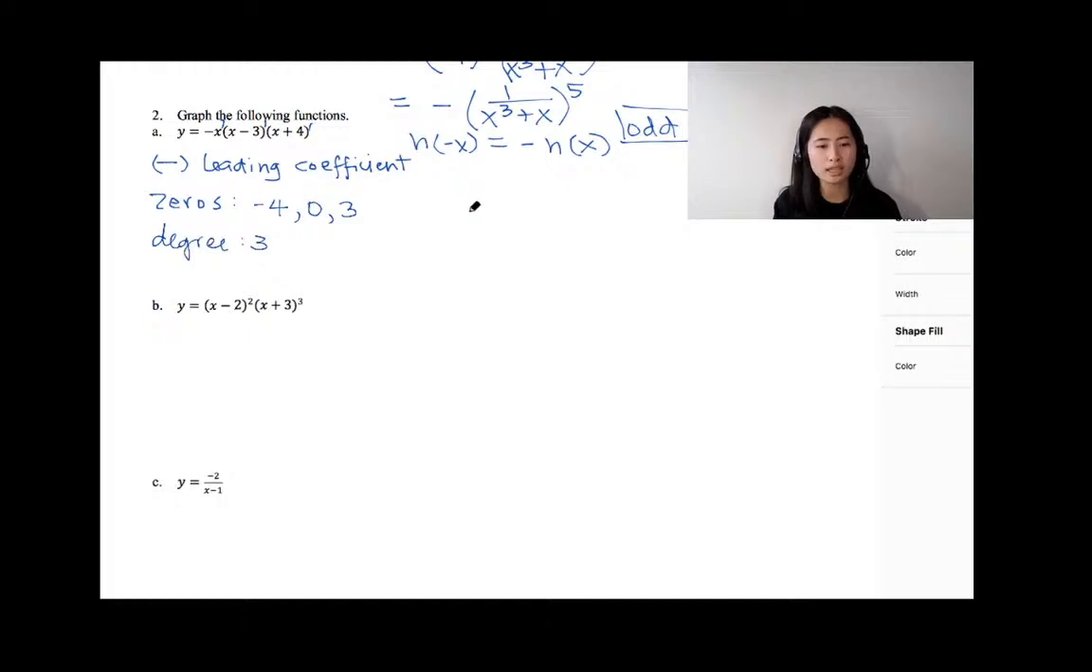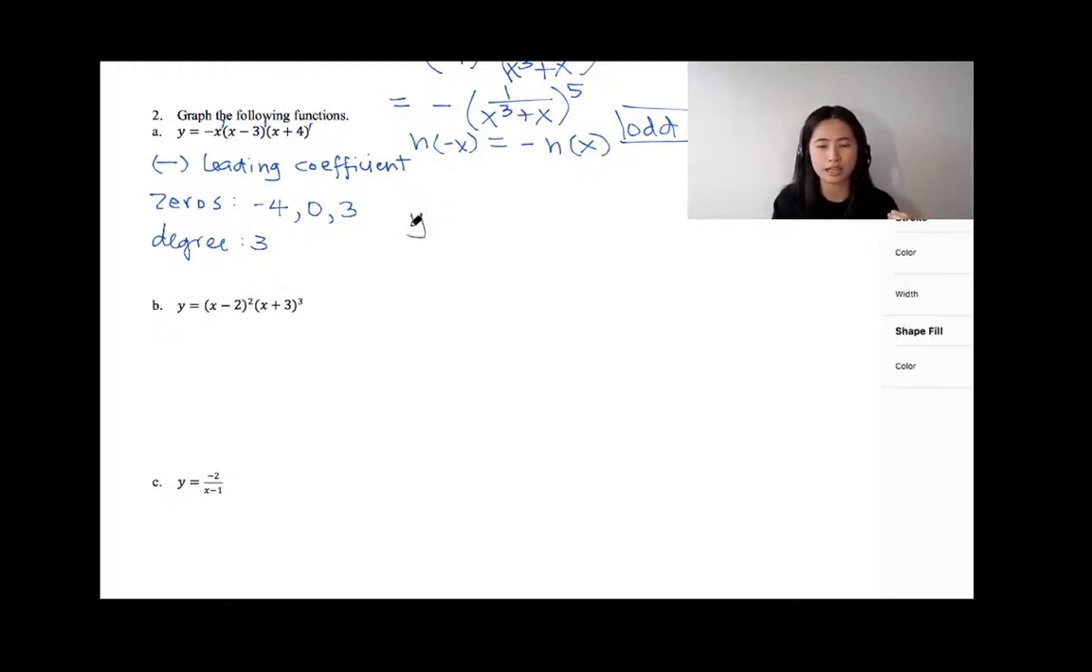Okay, so why does the degree matter? Well, the degree matters because at least you know which quadrant it passes through, right? Because if you're thinking about an odd function versus an even function, this is what I tell my students to really remember during the test.